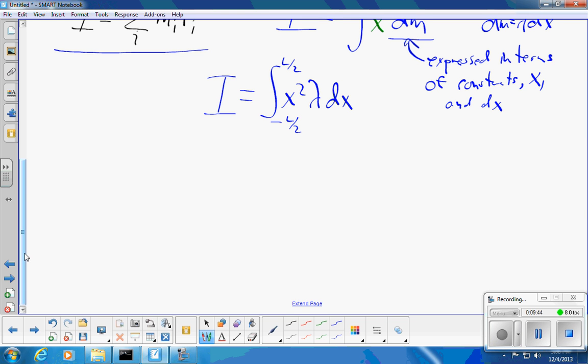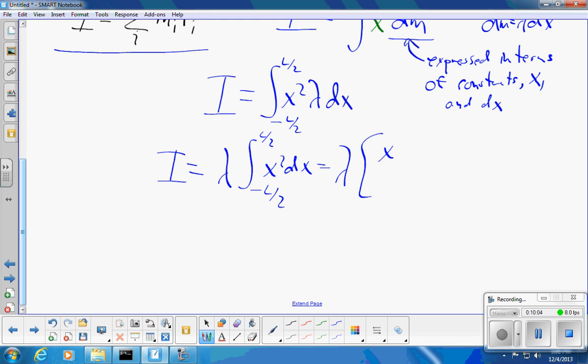Okay, now I believe I can actually do the integral and get an answer. Lambda is a constant, that gets pulled out. Integral of x squared dx, not sure this is a necessary step, but I'm doing it, from negative L over 2 to L over 2. Okay, that's equal to lambda times the integral of x squared, which is x cubed over 3. And I'll be integrating from negative L over 2 to L over 2.